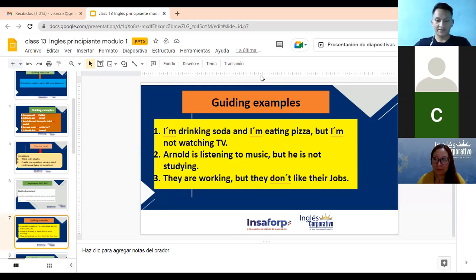My mom left, but she don't take the house keys. She didn't take the house keys. Very good, Edwin, correct. You're using it right. Luis Antonio. Dígame.